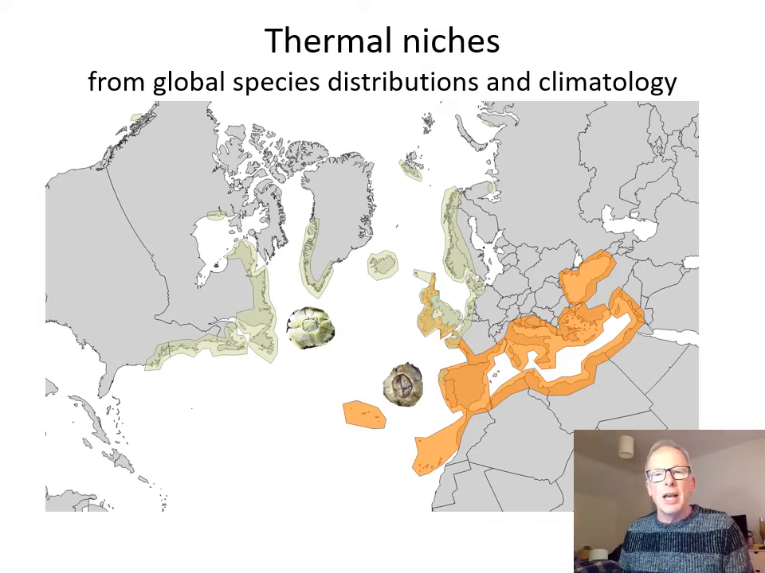Here, those barnacles again. The cold water species is these green polygons here, and the warm water species is the warm polygons.